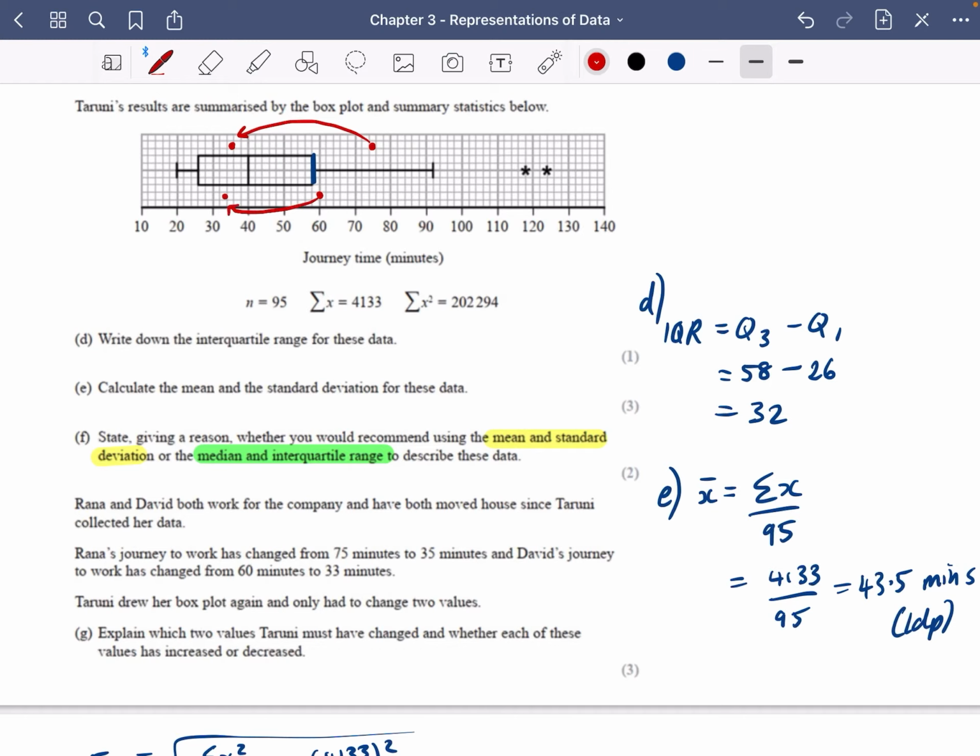Okay. Oh, sorry, Taruni drew her box plot again and only had to change 2 values. Explain which 2 values Taruni must have changed and whether each of these values has increased or decreased. Well, this one is not going to change, right? Because nothing has moved around there. This one is not going to change because that data hasn't shifted. Nothing shifted underneath it. This one isn't going to change either because it is still the maximum value, and these were not the maximum value before.